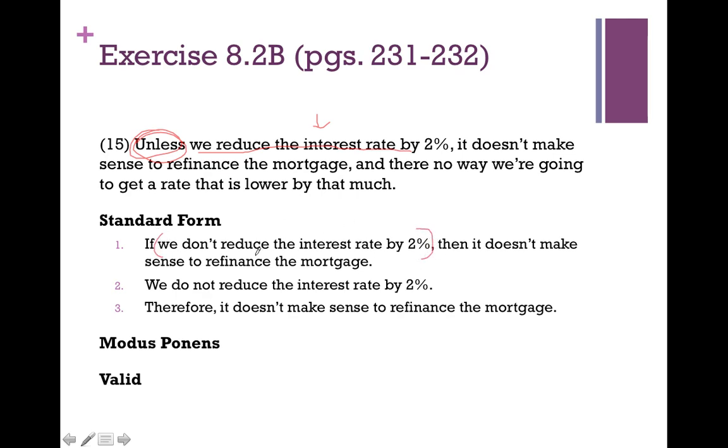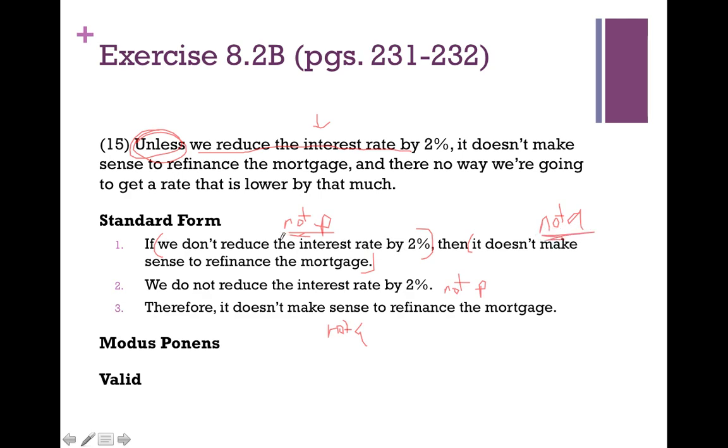The antecedent is we don't reduce the interest rate, and this right here is not P. Then it doesn't make sense to refinance the mortgage. We could say this is not Q, and then right here is going to be not P, and then this is going to be not Q. All right, and again, the antecedent is not P. The consequent is not Q.